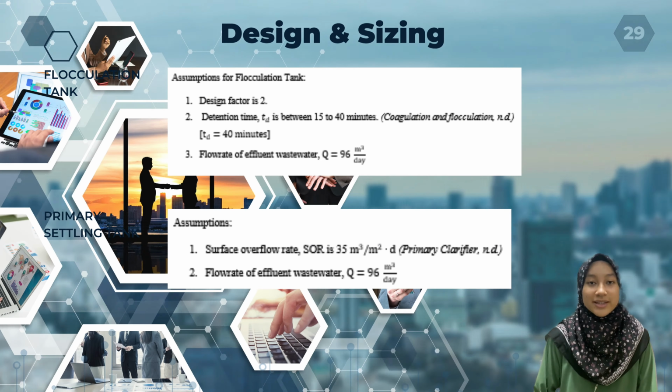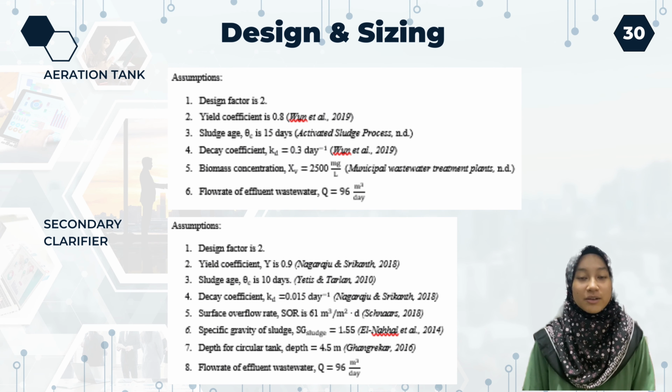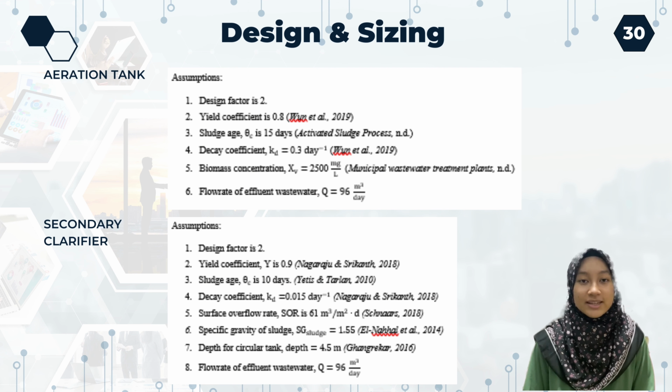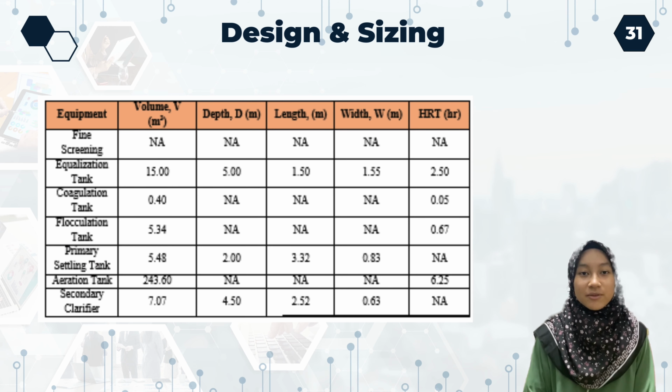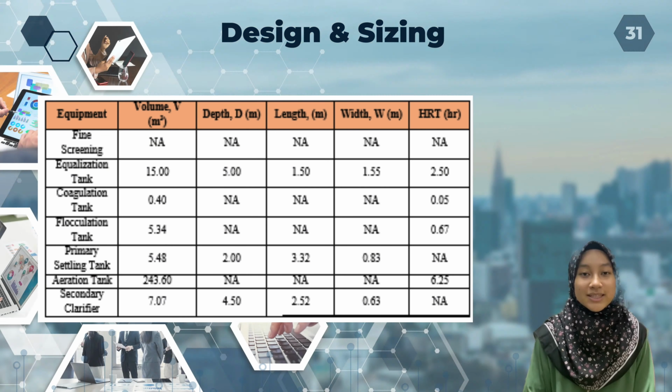meter squared per day. The design factor for the aeration tank and secondary clarifier are both 2, and the yield coefficient for the aeration tank is 0.8, while the secondary clarifier is 0.9. For the sludge age, we assumed 15 days at the aeration tank and 10 days for the secondary clarifier. The table shows a summary of the sizing for the equipment involved in the IETS wastewater treatment system.